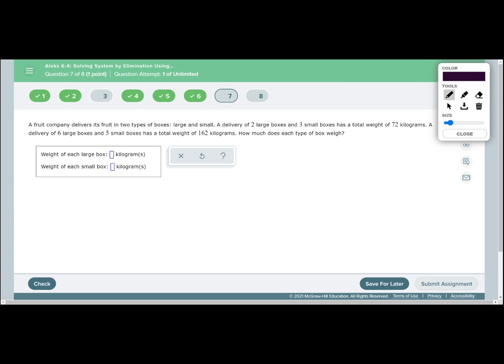Okay, so again, it flows straight into the equation. Let's say the large box's weight is x. That will be 2x plus 3 small boxes' weight is y equal to 72. 6 large, so 6x plus 5y equal to 162. Same thing, we're going to put them together and solve for either x or y.